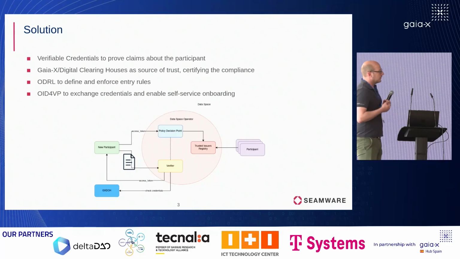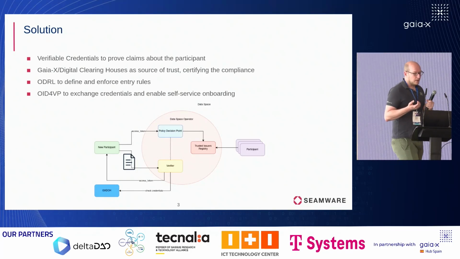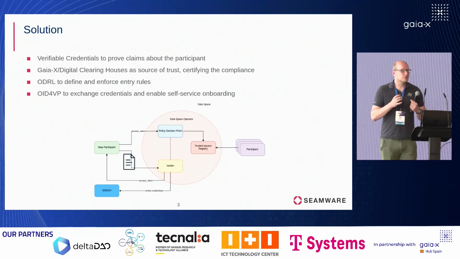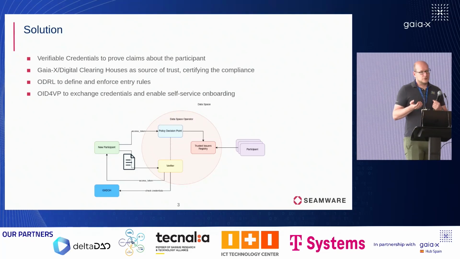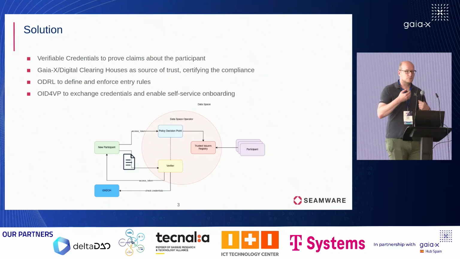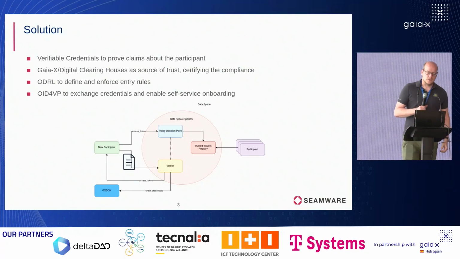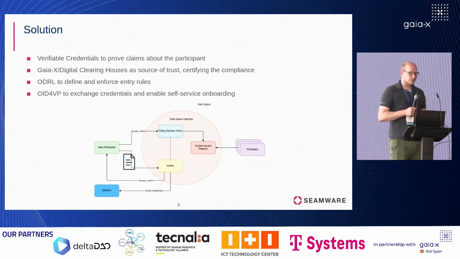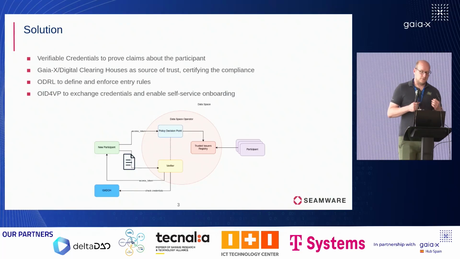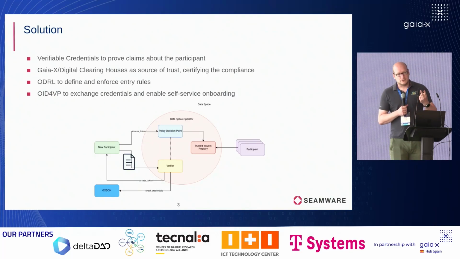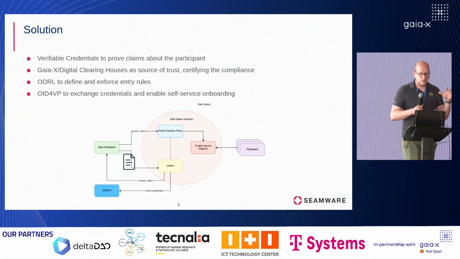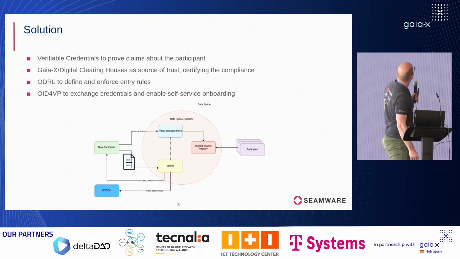So the solution in our technical environment here is to go away from the PDF and actually use verifiable credentials. The verifiable credential is a document that is signed, and it also provides claims about the organization. We need to put some trust in those credentials. That's what we could use the Gaia-X digital clearinghouses for. The Gaia-X digital clearinghouses can take those credentials, check their compliance, and issue a compliance credential for this. We then can use both of those credentials together for gaining access to our data space operator. I will come to the picture below in the next steps.